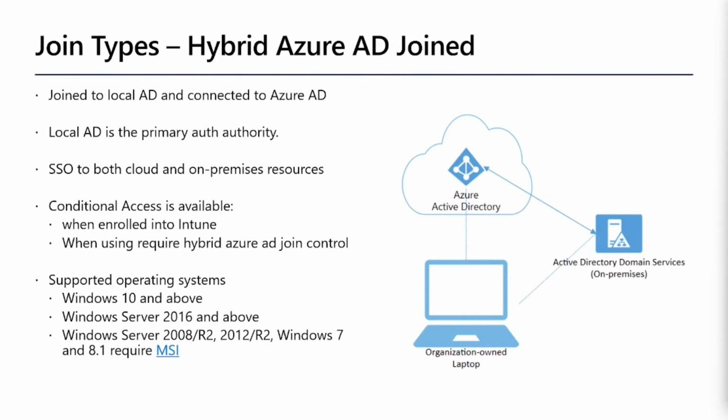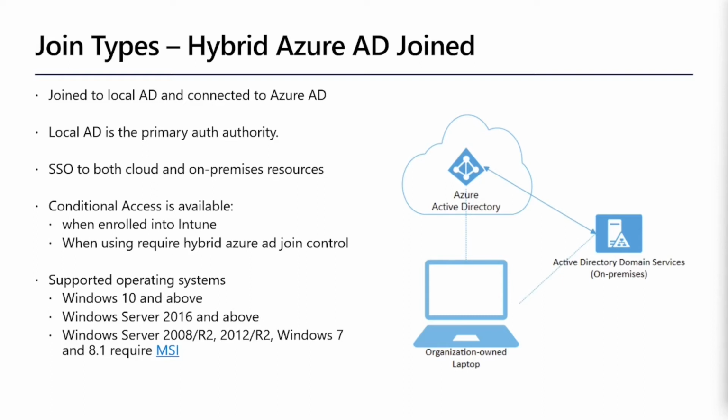The second join type is Hybrid Azure AD Join. With Hybrid Azure AD Join, devices are joined to the local Active Directory, and after configuring Hybrid Azure AD Join, they will be extended to Azure Active Directory. Local Active Directory is the primary authority for authentication for Hybrid Azure AD Join because devices are already joined to the local Active Directory, and users can have single sign-on experience for both cloud resources and on-prem resources as well.